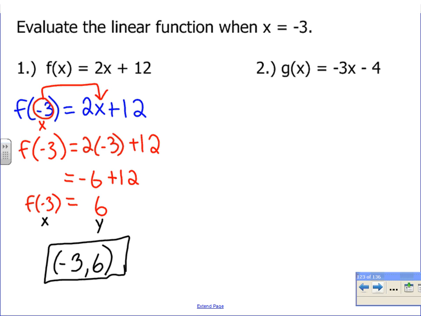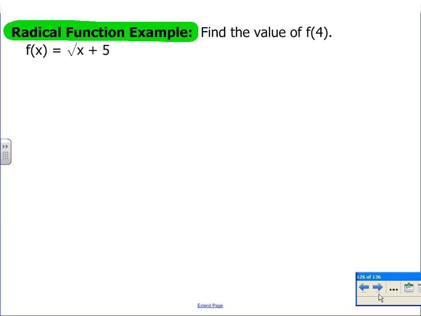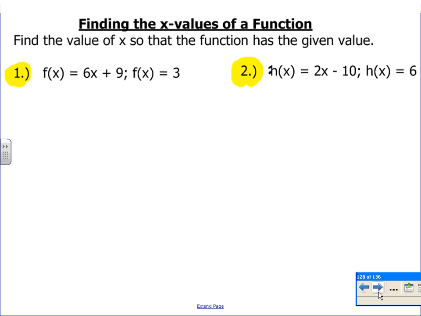Okay, so when you're ready, I'd like you to flip your notes to page 15 so I can show you the other type of examples using function notation. And don't worry about what I'm skipping.